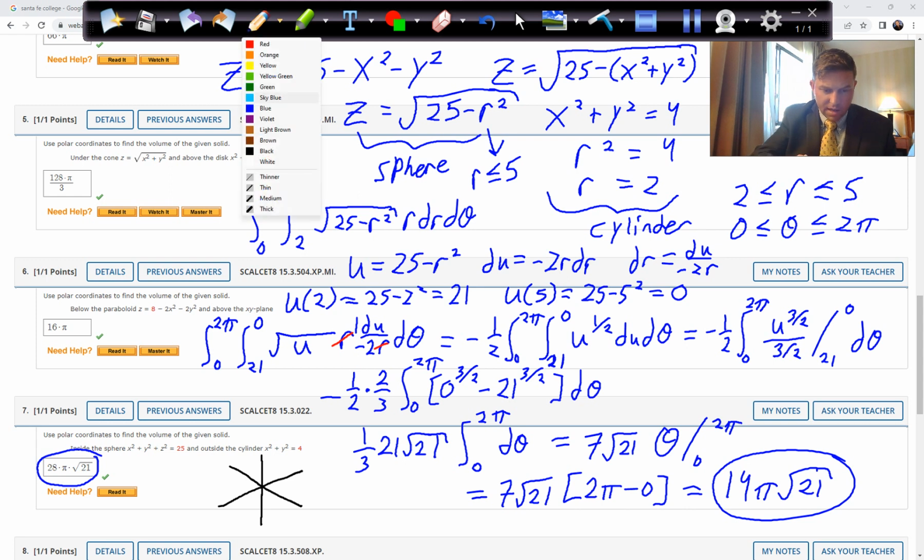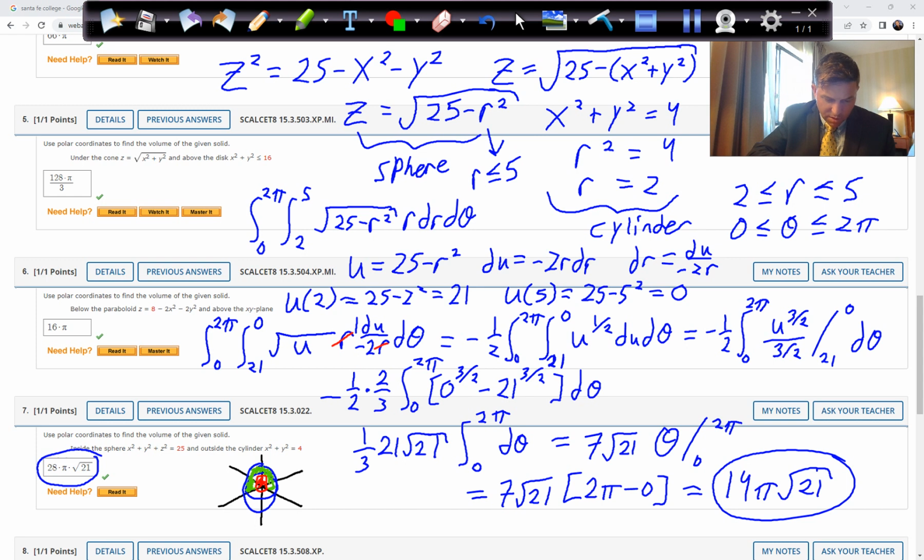Okay, so we have a sphere of radius 5, and we have a cylinder of radius 2. This cylinder is going to take up this space here, and we want the volume outside of this red cylinder but still inside the sphere.